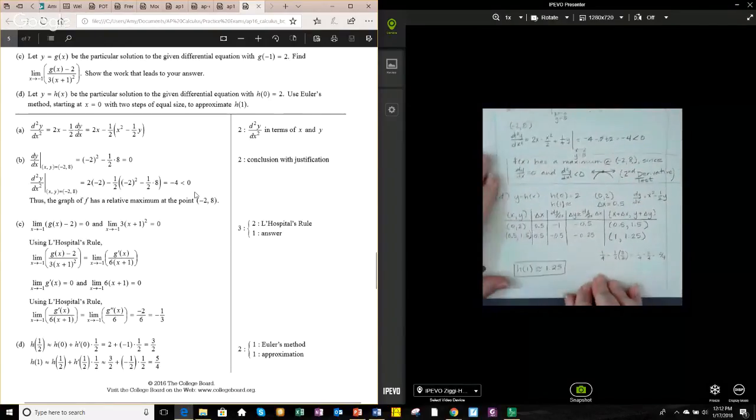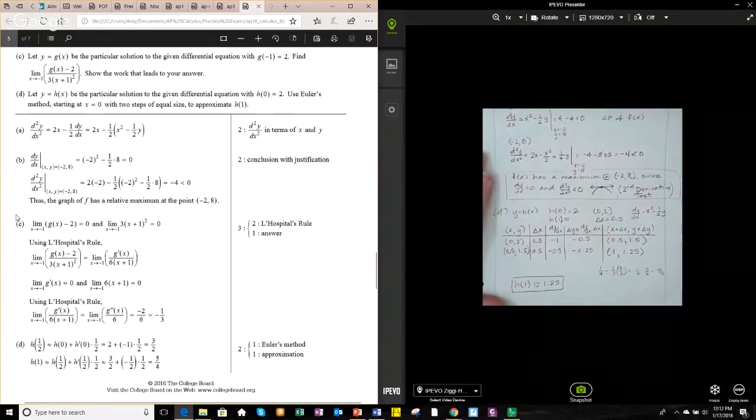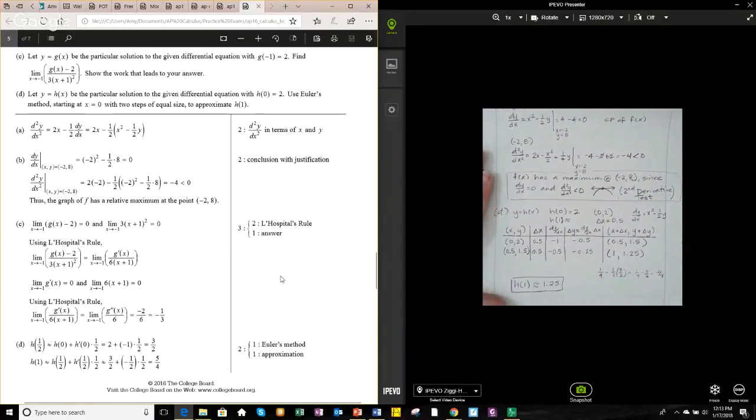And then part D, let's see here. You get 1 point for Euler's method and 1 point for the approximation. And so Euler's method, I like to show in a table. Clearly they didn't show it in a table. And the approximation is equal to h of 1 is 5/4, which is 1.25. So ours is equivalent. So we got 6 out of 9, and we would have gotten 3 more if we'd known how to do L'Hopital's rule, which we don't know how to do yet.